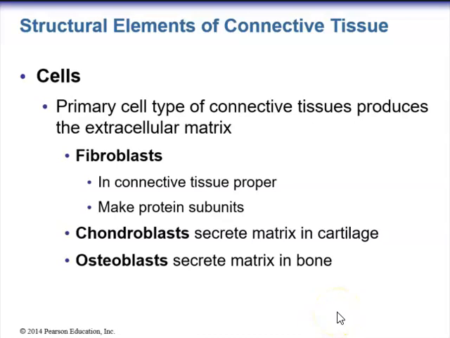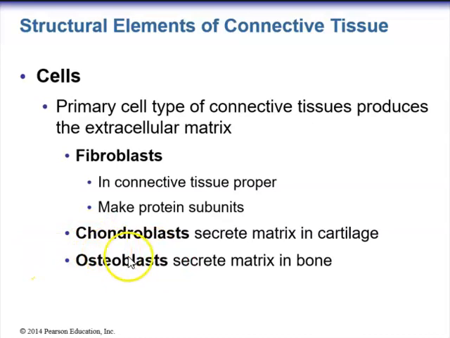So first we're going to talk about cells of connective tissue. The primary cell type of connective tissue produces the extracellular matrix. So within connective tissue proper, we have fibroblasts. Fibroblasts are the primary cell type of connective tissue proper. They help make protein subunits. In cartilage, the primary cell type are chondroblasts. Chondroblasts secrete matrix in cartilage. Whenever you see the prefix chondro, think cartilage.